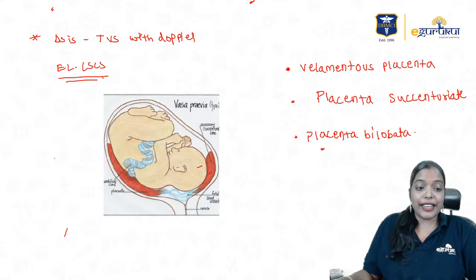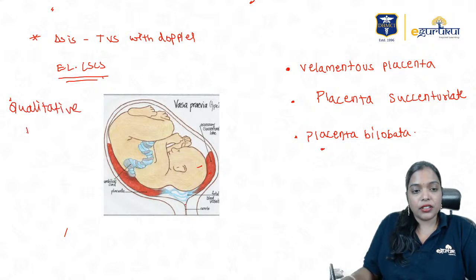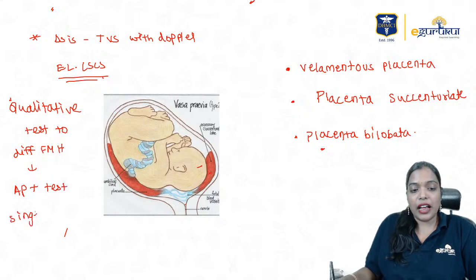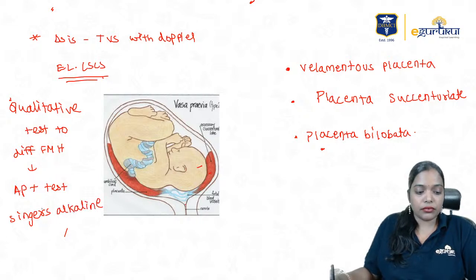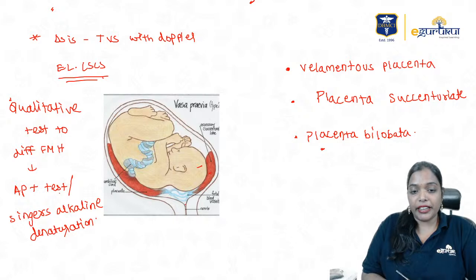The test which can differentiate between fetal and maternal blood is called a qualitative test to differentiate feto-maternal hemorrhage, and this is nothing but the APT test. It is also called Singer's alkaline denaturation test. Right? It is not the Kleihauer-Betke test.